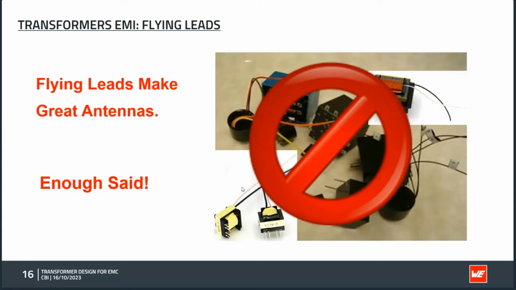It is also not very good for manufacturability, and even worse for the end customer for assembly. So if you have flying leads, every transformer must be assembled manually, because basically no machine can insert these flying leads into the PCB and solder them automatically.